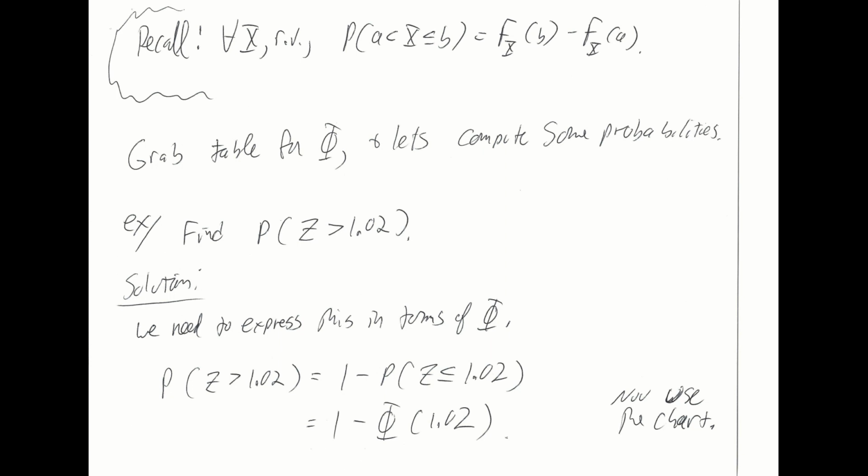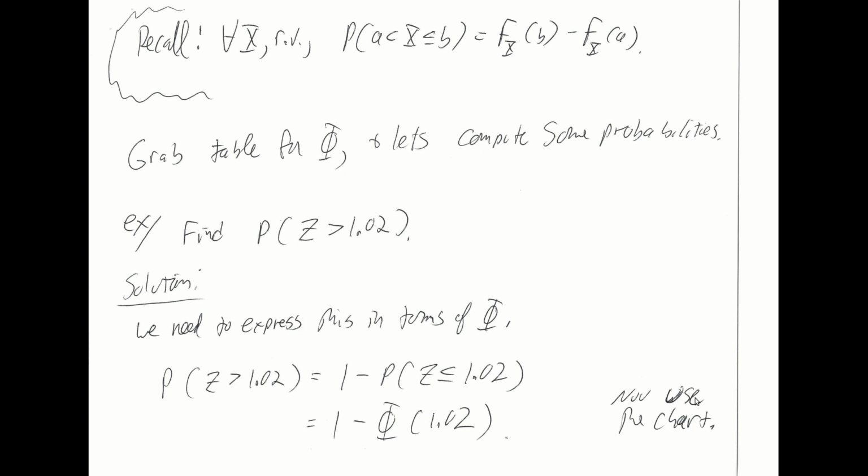What we want to find here is the probability that our standard normal is greater than 1.02. This is a greater than probability. We need to express it in terms of a less than or equal to probability, because those are equal to values for phi. So I'm going to write the probability that z is greater than 1.02 as 1 minus the probability that z is less than or equal to 1.02. And that's exactly 1 minus the value of phi at 1.02.